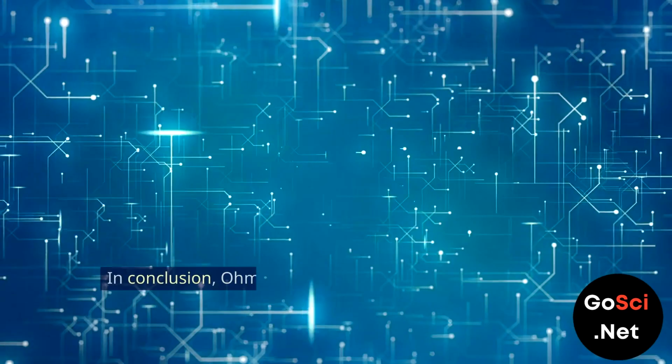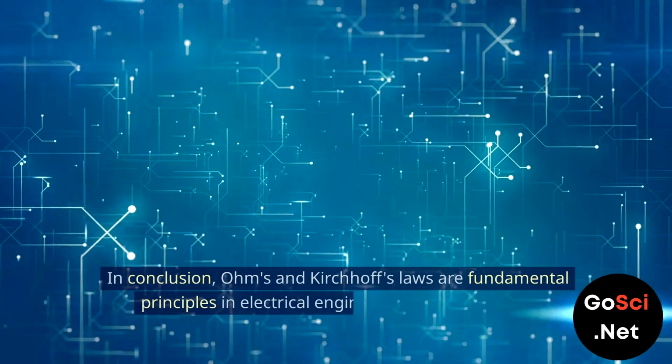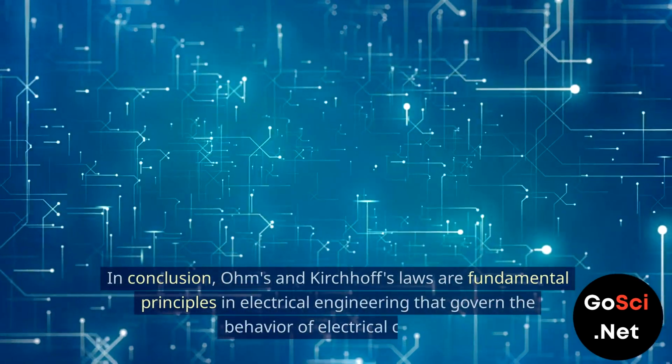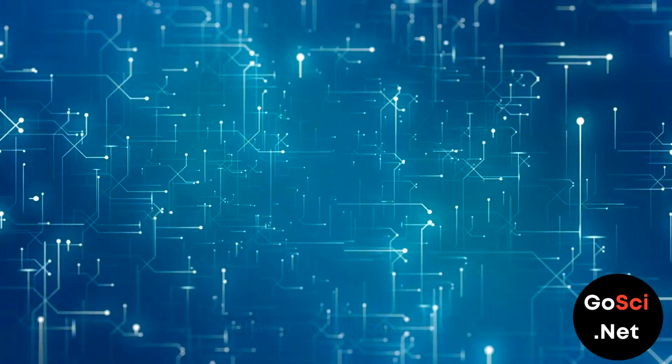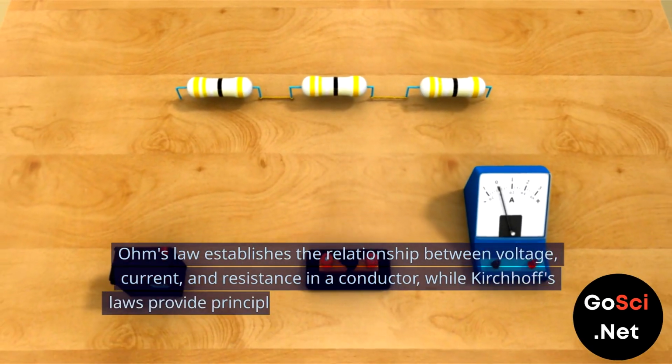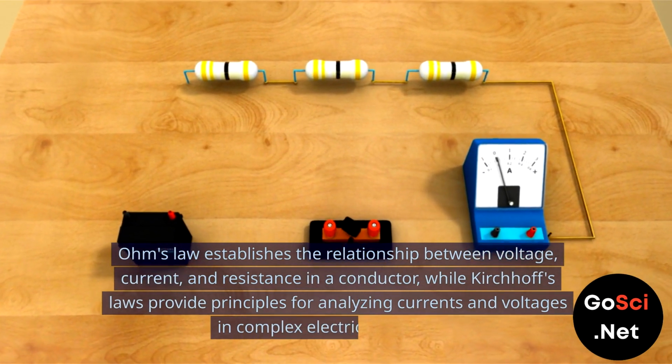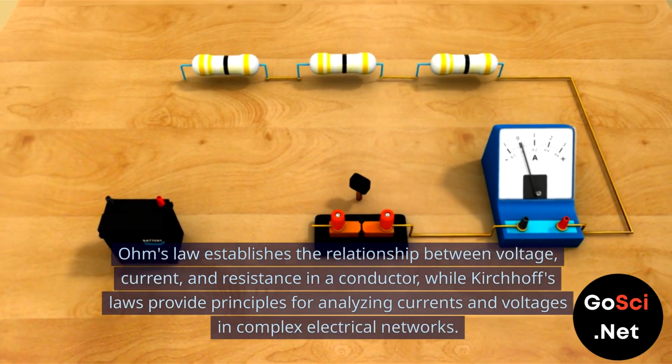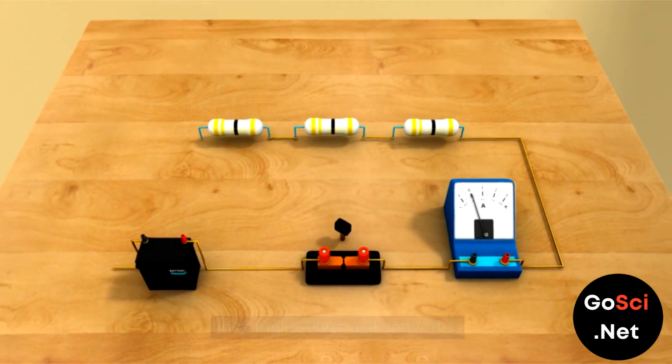Conclusion. In conclusion, Ohm's and Kirchhoff's laws are fundamental principles in electrical engineering that govern the behavior of electrical circuits. Ohm's law establishes the relationship between voltage, current, and resistance in a conductor, while Kirchhoff's laws provide principles for analyzing currents and voltages in complex electrical networks.